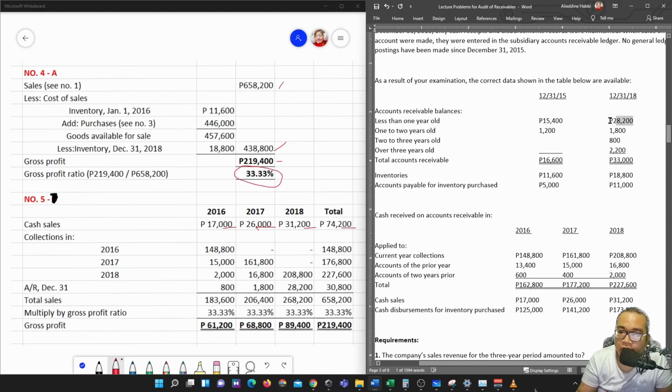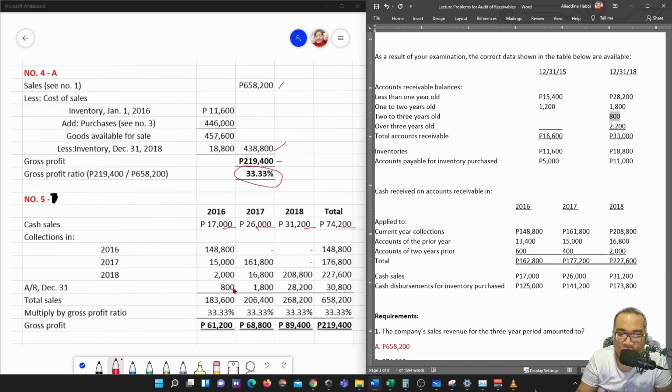12/31/2018 yung ending niya. Kasi alam mo, less than 1 year old, so within 2018 yan. 28,200. Itong 1,800, 1 to 2 years old, so alam mo, sa 2017 yan. Itong 800, alam mong sa 2016 yan kasi 2 to 3 years old. Itong 2,200, alam mong 2015 and below yan kasi over 3 years old from December 31, 2015.